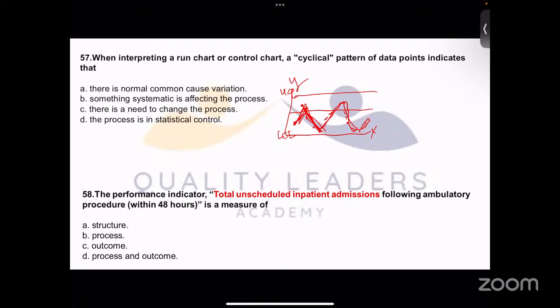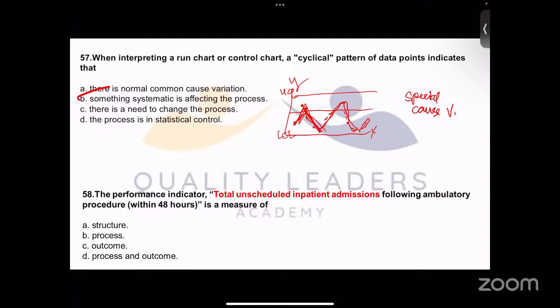No. So is this a common cause? No, of course. Is this in statistical control also? No. So this indicates a systematic problem affecting the process. So meaning there is a special cause variation. Okay. So the answer here is letter B. Something systematic is affecting the process.